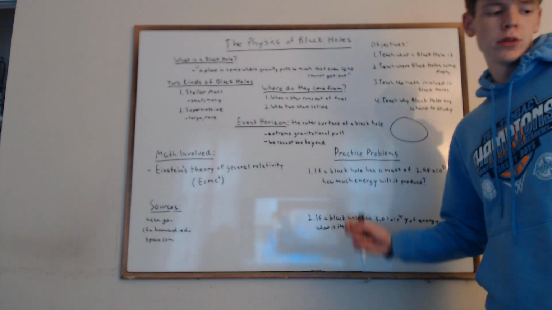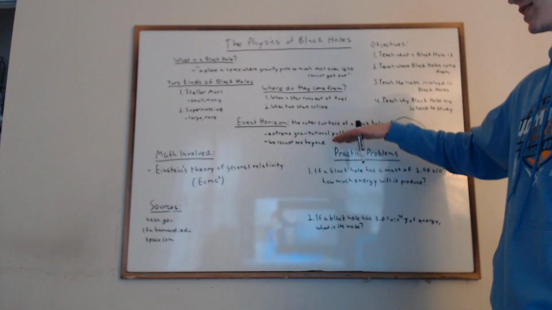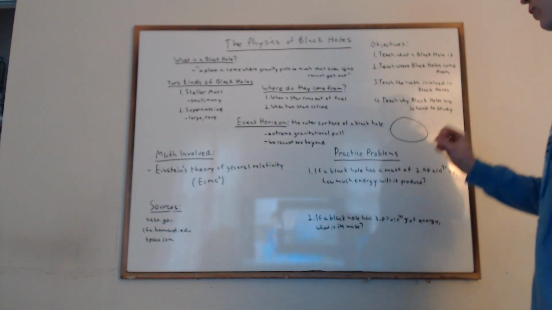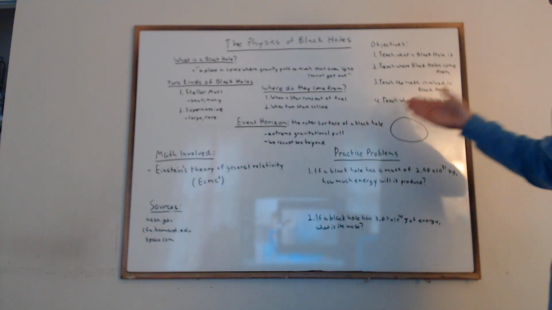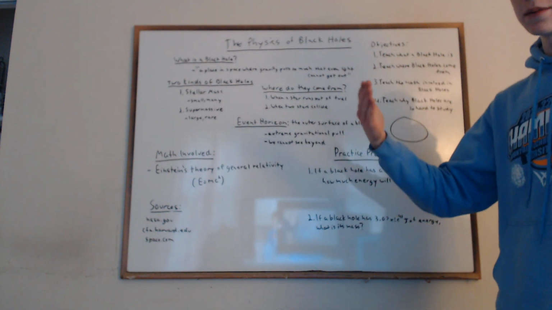Here, the gravitational pull is so strong that not even light can escape. So, therefore, we don't know what's beyond the event horizon, because light can't escape it, so we can't see behind the event horizon.